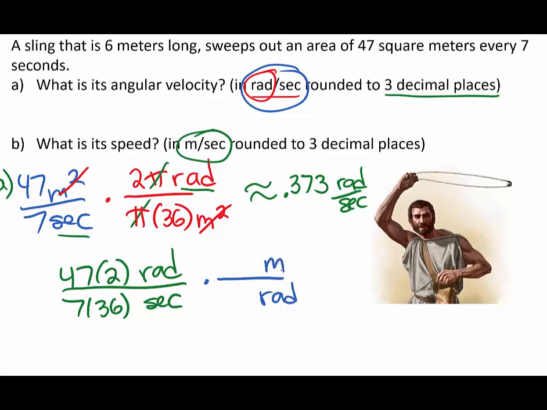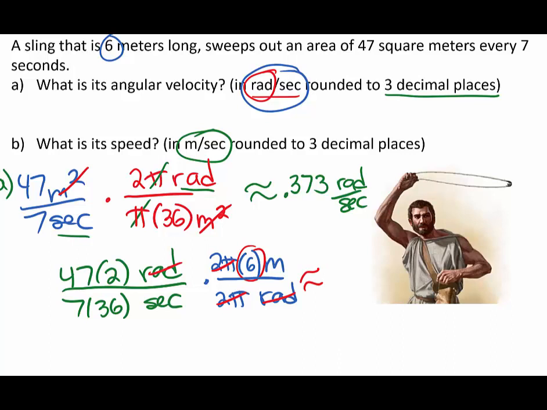Well, let's go all the way around the circle again. 2 pi radians. How far is it all the way around the circle? Well, traveling around a circle, that's the circumference, which is 2 pi r, and our r was 6. So these 2 pi's will cancel. So all we have to do is take our last answer and multiply it by 6, and we cancel those radians, to get into meters per second.